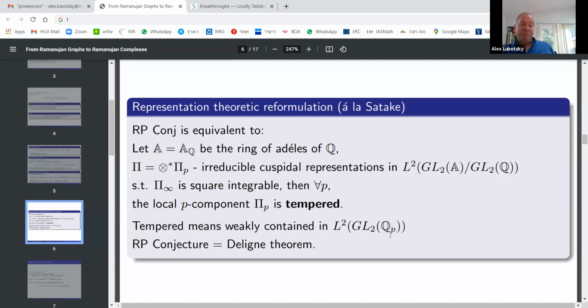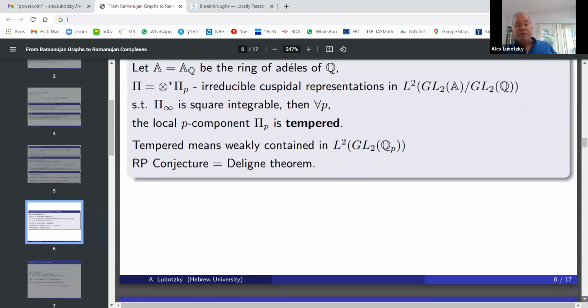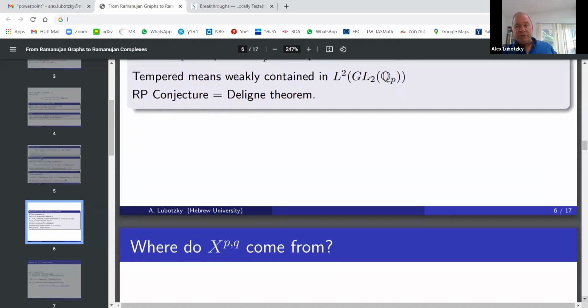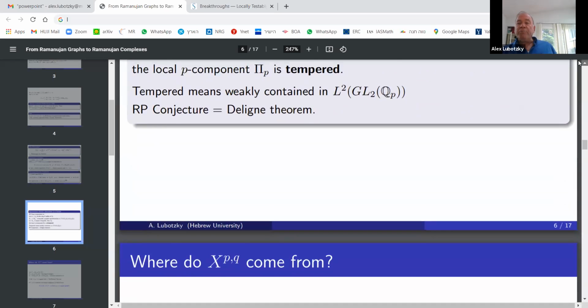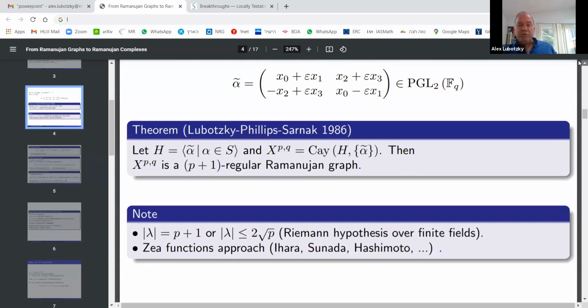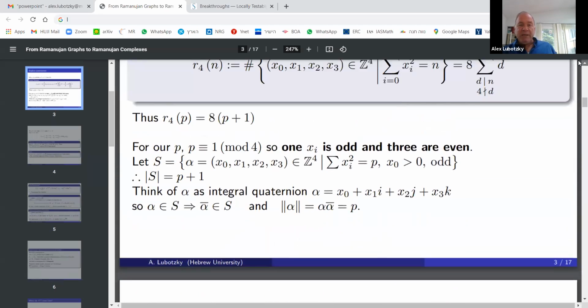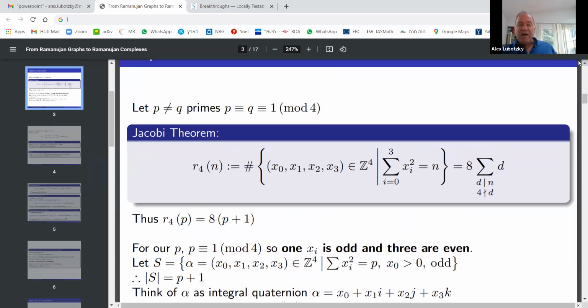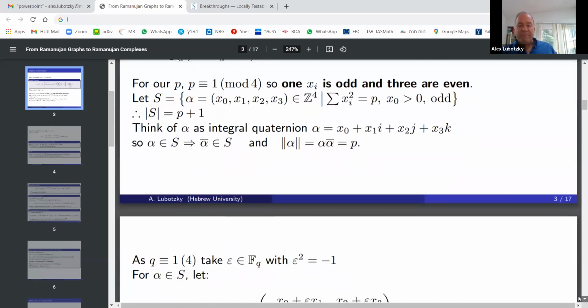Anyway, let me just mention that what was called the Ramanujan-Petersson conjecture is Deligne's theorem. Deligne, when he got the Fields medal basically for proving the Weil conjectures, deduced from it also the Ramanujan-Petersson conjecture. Now let me go back, after this kind of philosophical explanation of the name, and explain to you where these graphs, with the Jacobi theorem, where do they come from?